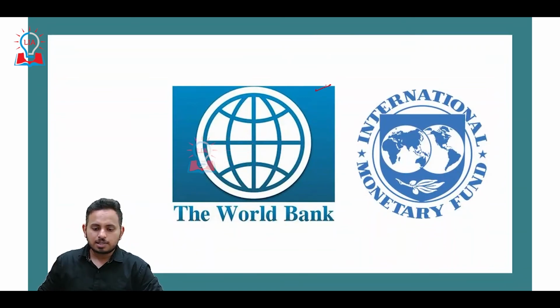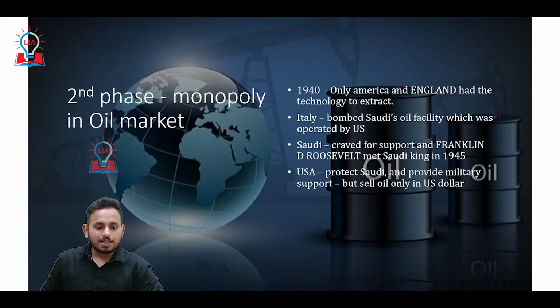And this led to the establishment of the Bretton Woods institutions, and as a part of the Bretton Woods institutions, we have the World Bank and the International Monetary Fund getting established. The second phase was a big blow for the oil market.